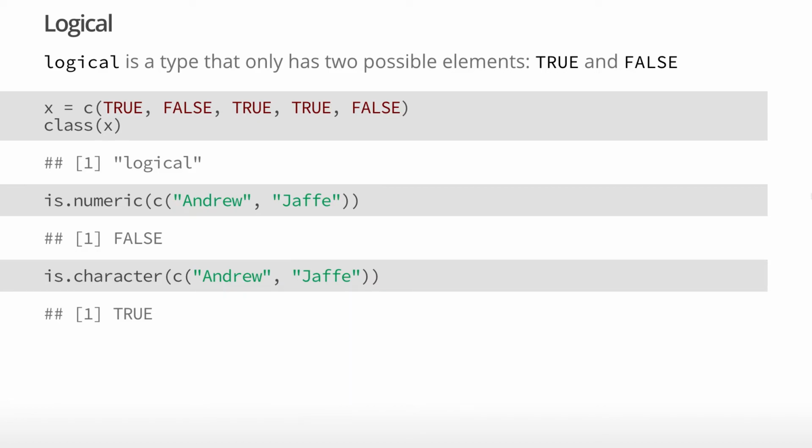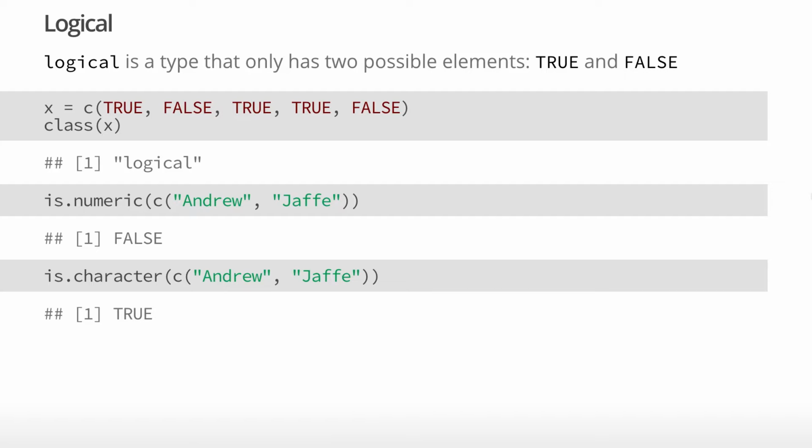So logical, only two possible elements, TRUE or FALSE, also NA, right? It only has two real possibilities, but it could also be missing. So x is TRUE, FALSE, TRUE, TRUE, FALSE. If we say class(x) it is logical, and here we're going to introduce a set of functions called the is functions, right? is. and then a class. is.numeric gives you a logical test, TRUE or FALSE. Is it numeric? The answer is no. It doesn't say is each one of these things numeric. Is this entire vector numeric or not?